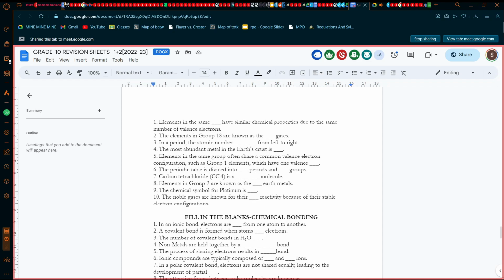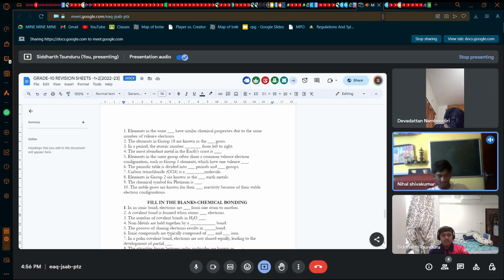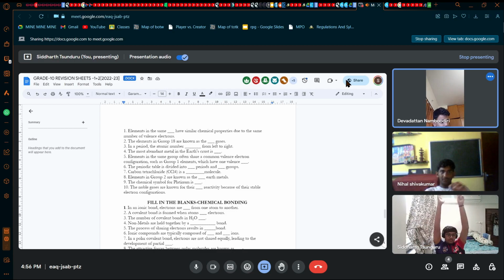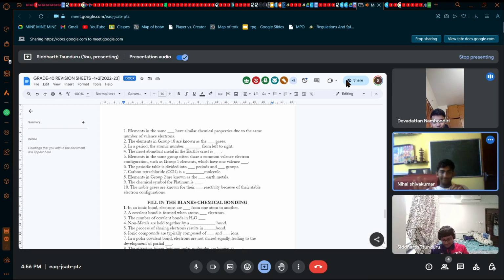Elements in group 2 are known as rare earth metals. No, it's not rare earth metal. Alkaline earth metals. The chemical symbol for platinum: Pt. Pt only.